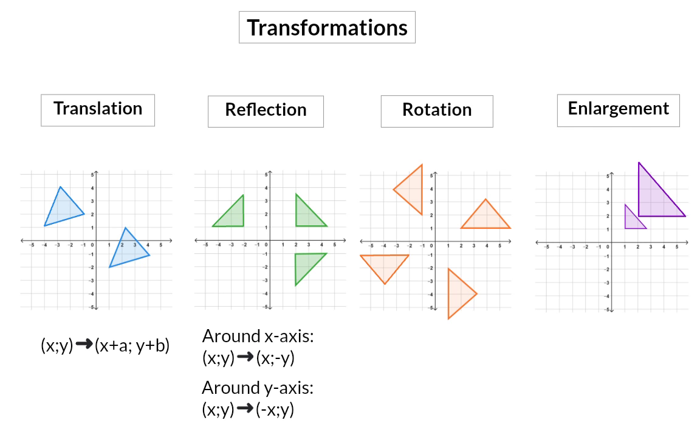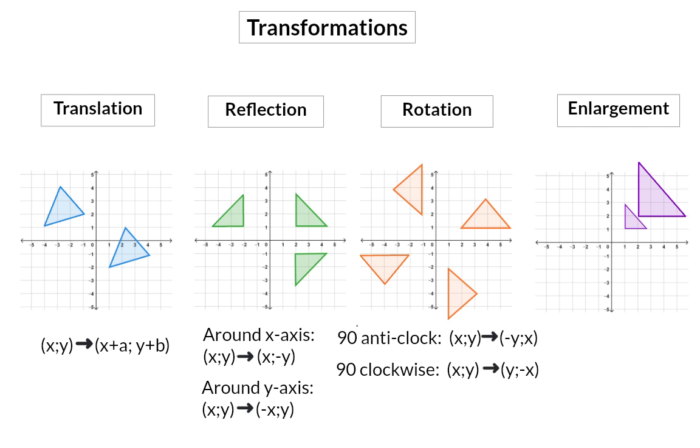For a rotation of 90 degrees anti-clockwise, the coordinate x and y swap around and the new x changes sign. For a rotation of 90 degrees clockwise, the 2 coordinates also swap around, but now the new y value changes sign. And for a rotation of 180 degrees, both signs change. For an enlargement and a reduction, the coordinates are multiplied with the scale factor.